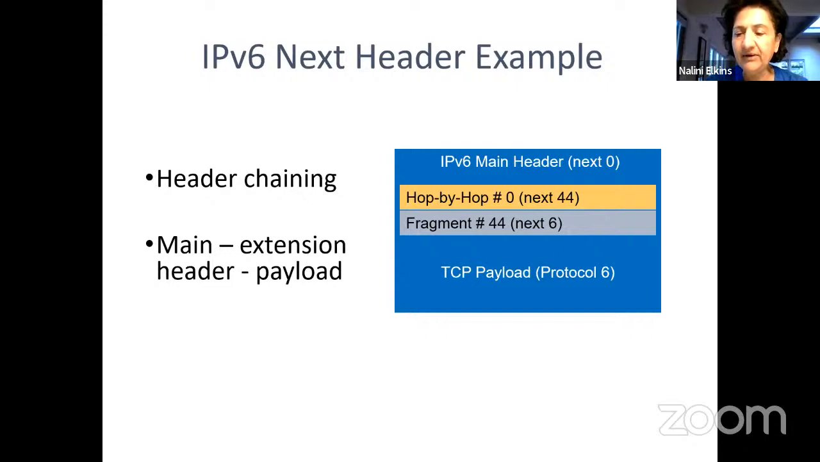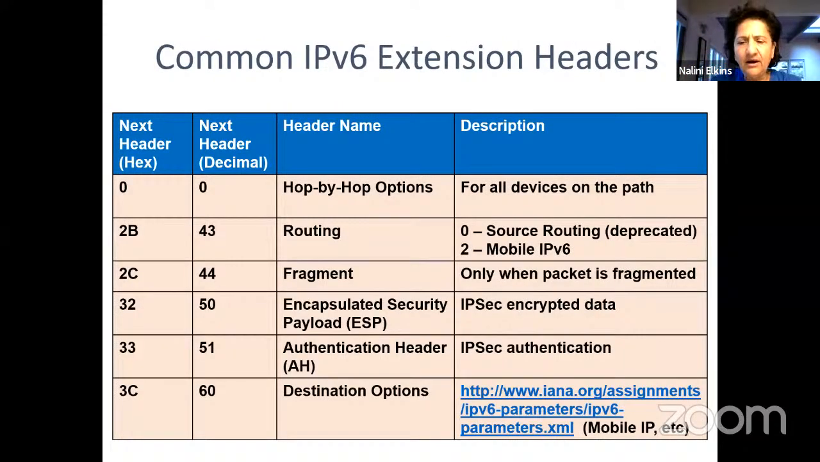What you might have in the main header, you say the next header is header 0. That happens to be the hop by hop header. And then in the hop by hop header, you say the next header is 44, which is the fragment header. And then it says the next one is the TCP payload. And so you just follow the header chaining across.